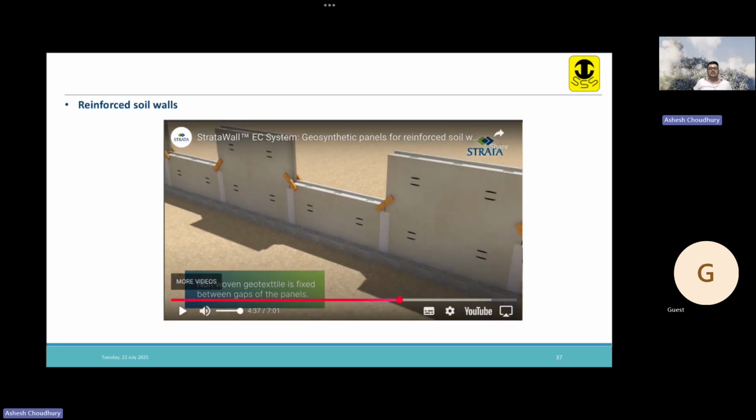So here is one more thing. You can see they are placing non-woven geotextile between the gaps so that it acts as a filter. It won't allow the soil to pass through the gaps and come out. There won't be loss of soil, but it will allow water to come out of those gaps. So we are using non-woven geotextile as a filter.